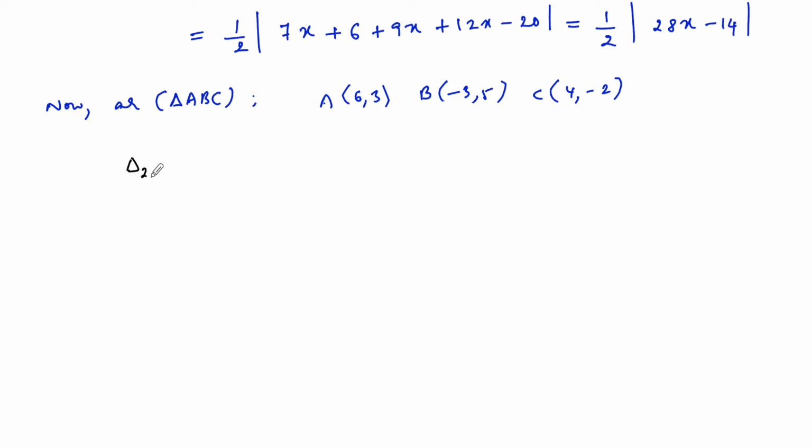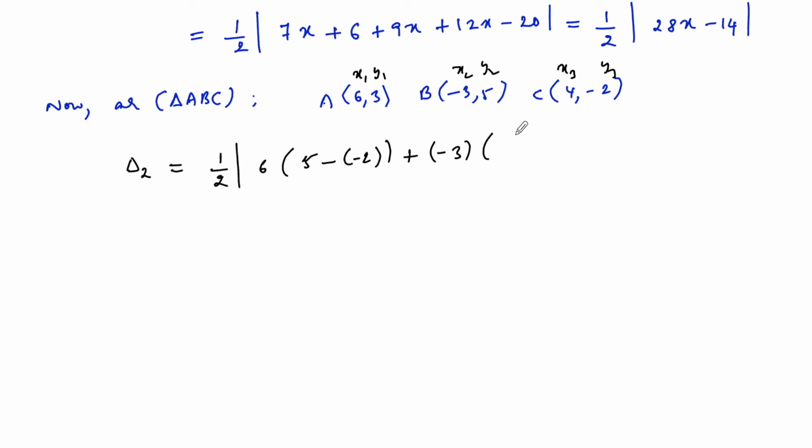So let us consider delta 2, which is equal to 1/2 times of, say this is x1, y1, x2, y2, x3 and y3, so half x1 times, that is 6 times (y2 minus y3), that is 5 minus (minus 2), plus x2 times, that is minus 3 times (y3 minus y1), minus 2 minus 3, plus x3 times, so that is 4 times (y1 minus y2), 3 minus 5.